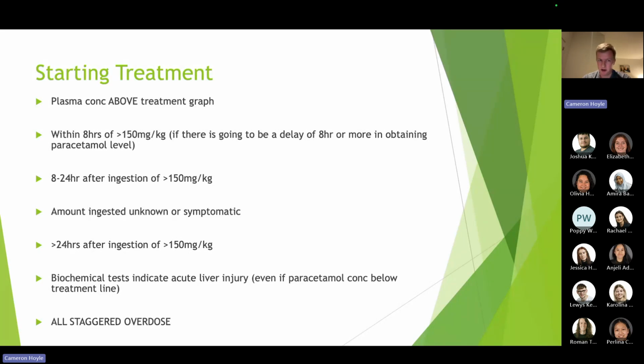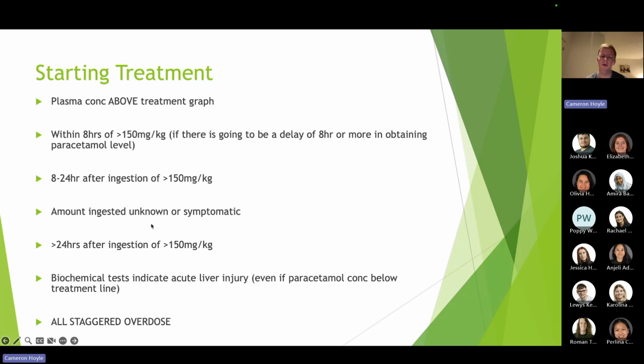With your starting treatment in paracetamol overdoses, you'll have all seen the paracetamol treatment graph, which I'll show shortly. The plasma concentration has got to be above that treatment line. But this is the criteria for when we start treatment. If it is above the treatment line; if you're within 8 hours of ingesting more than 150 milligrams per kilogram; and if there's going to be a delay of more than 8 hours in getting the paracetamol level, unlikely, if I'm honest, but given delays in A&E departments, potentially you might get that. If someone's presenting between 8 and 24 hours after ingesting a really large amount, then you would just start the treatment without bothering to measure the paracetamol level.